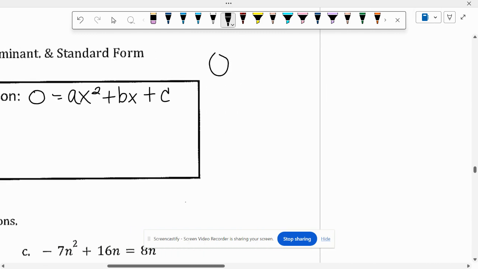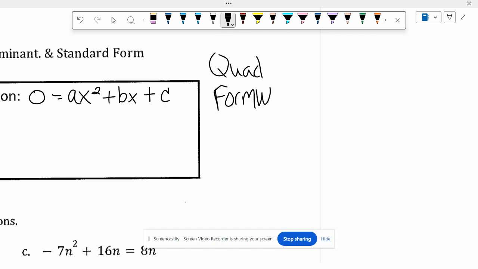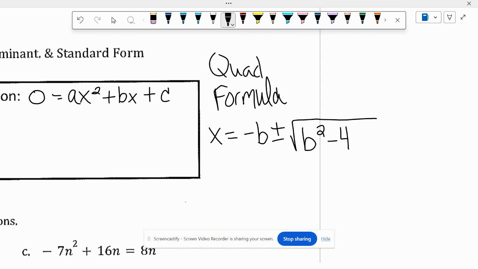So I'm going to write something right here. I'm going to write down the quadratic formula, and I'm actually just going to write quad formula. So the quadratic formula is x. If we're going to solve something, x equals the opposite of b plus or minus the square root of b squared minus 4ac all over 2a.